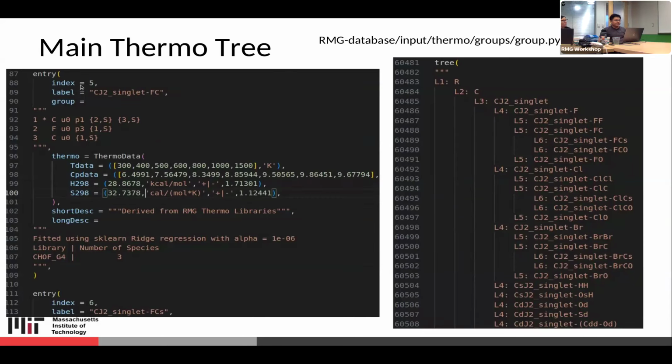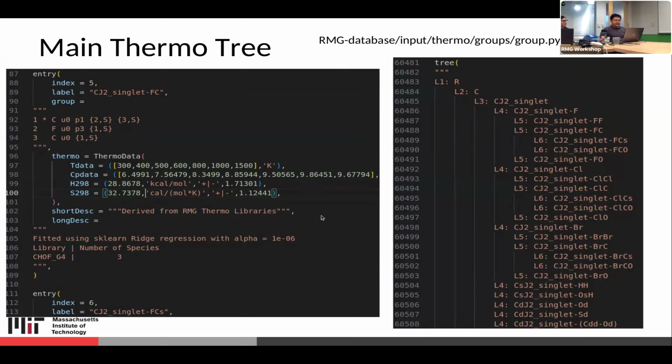CJ2 singlet FC. So you can see the index. You can see that this is all under an entry. This has an associative index, a label describing what it is, a group with the adjacency list showing, and you can note there's this asterisk here that denotes what atom this corresponds to. Then it has thermo associated with it, with heat capacity, enthalpy, and entropy data.